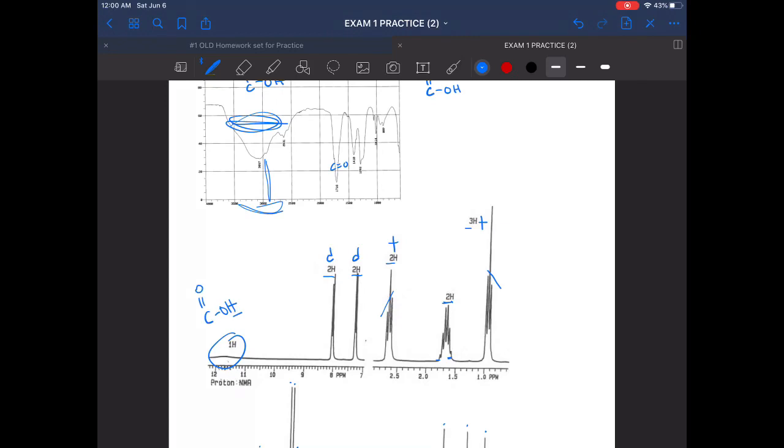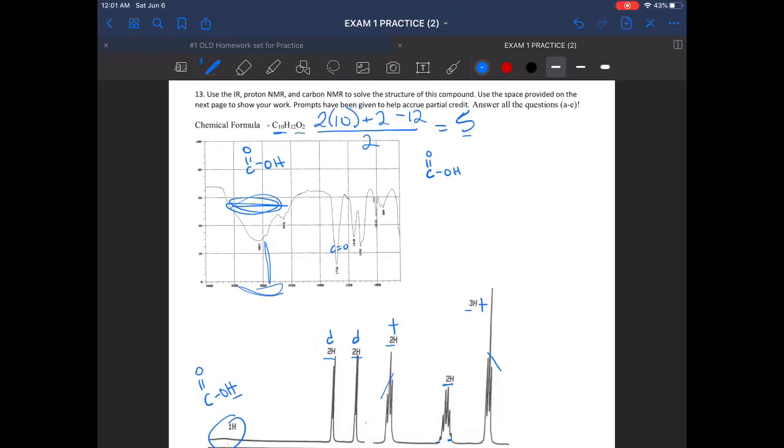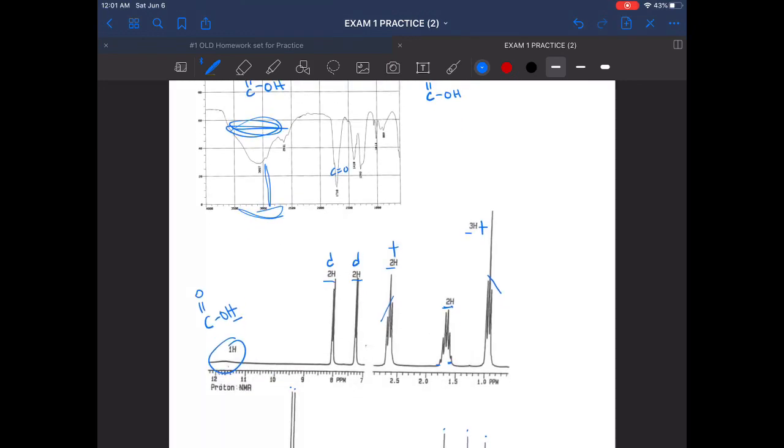So there's not a lot of symmetry in this molecule. You see all of your hydrogens represented, right? It's not like there are only 5 or 6 integrated. So you're seeing all of the hydrogens here.